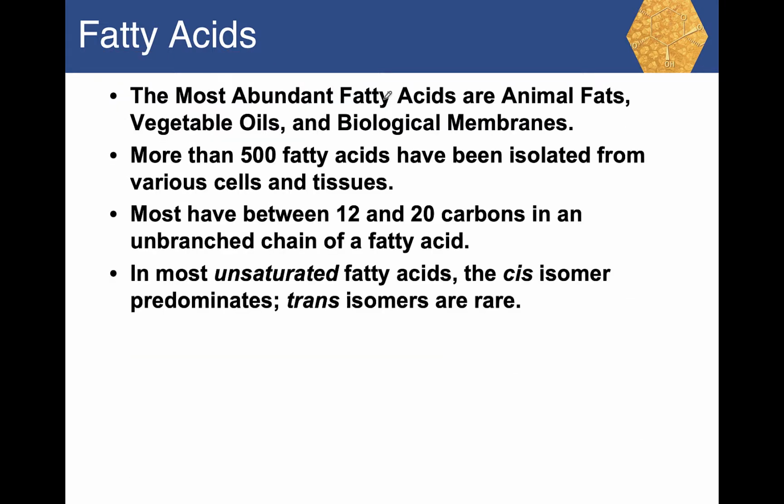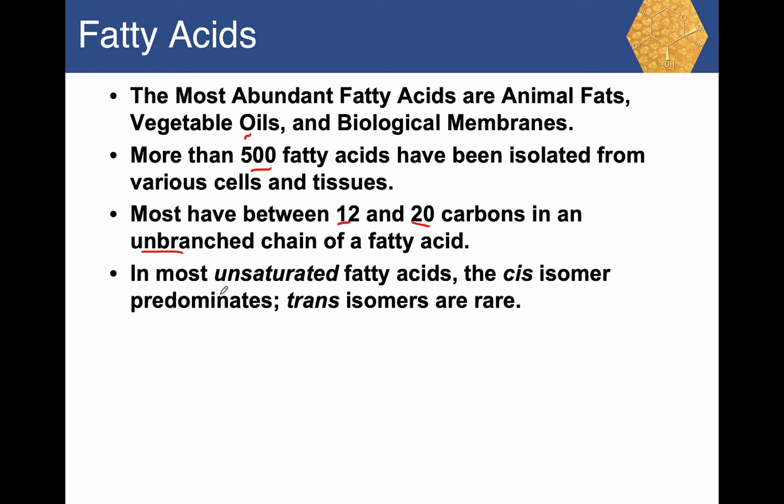So, to summarize, fatty acids, as we have seen, are most abundant in animal fats and vegetable oils. To date, there have been about 500 fatty acids that have been isolated from natural sources. Most have between 10 and 12 carbons, which makes them, of course, long-chain fatty acids. They are mostly unbranched, so they are just long-chain fatty acids. No branching, no ethyl or methyl groups bonded to that chain.